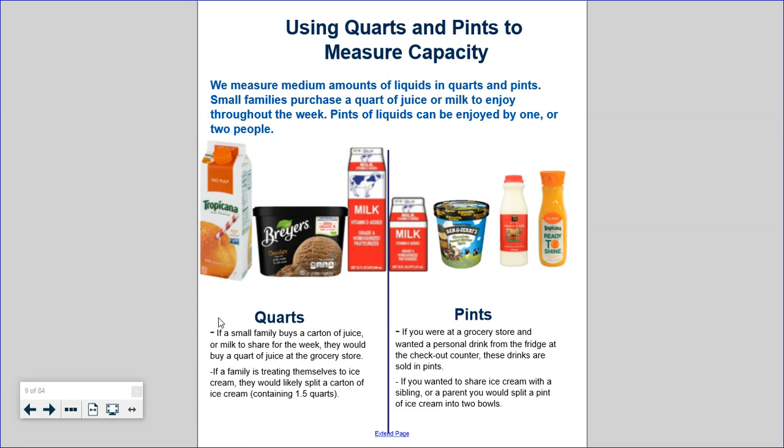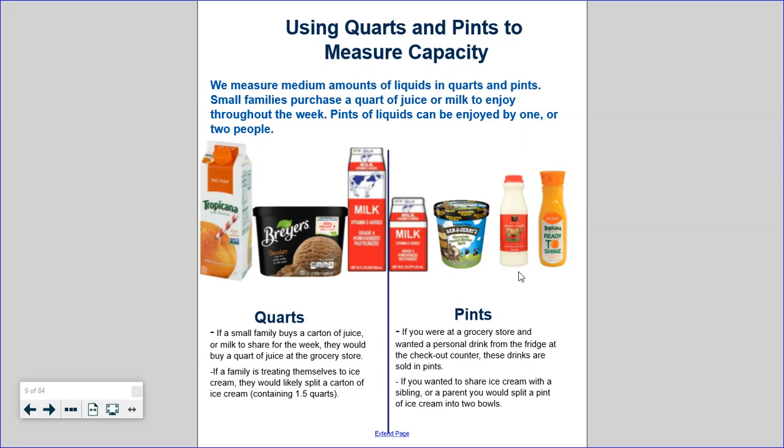So if you go to the store and you buy a carton of juice or a milk to share for the week, something that looks like this, that's probably about a quart. If you're getting an ice cream tub, that looks delicious, you might be splitting a carton of ice cream, which is usually about 1.5 to 2 quarts.